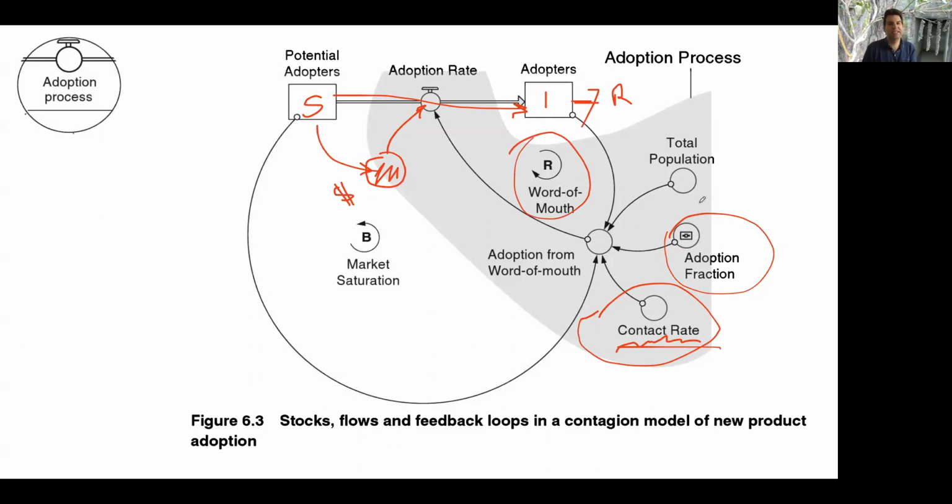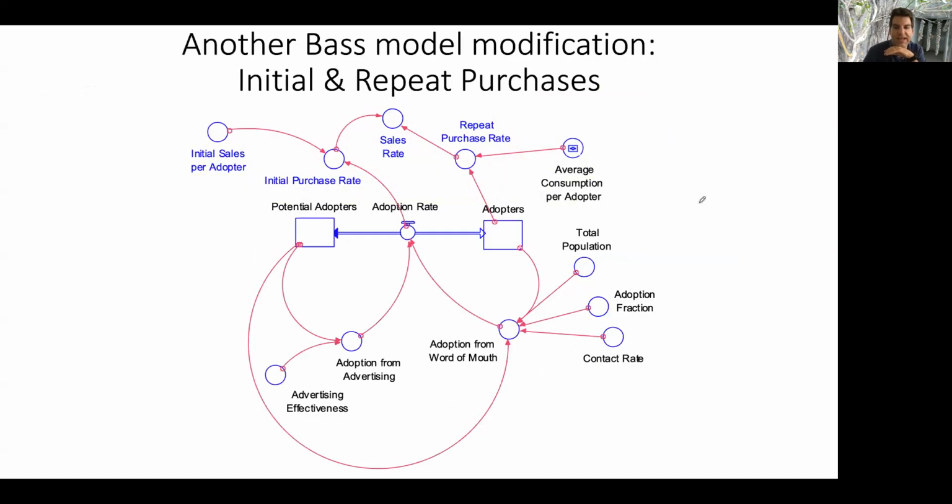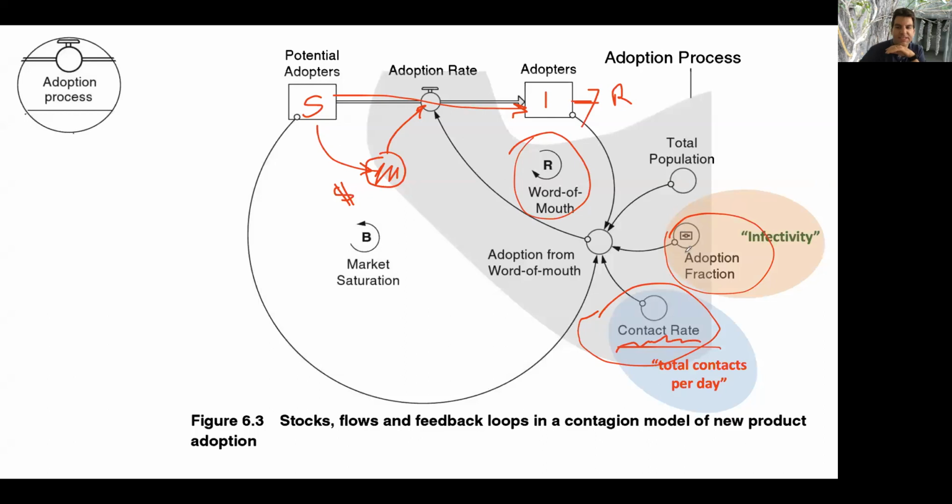Any other questions about that? I'm just trying to make analogies between the BAS model and the SIR model, because they are identical in the mathematical sense, except the BAS model adds this advertising loop, which unfortunately I don't have in the slides that I sampled from. I actually have that analogy here on this slide. So the infectivity is like the adoption fraction, and total contacts per day is the contact rate.